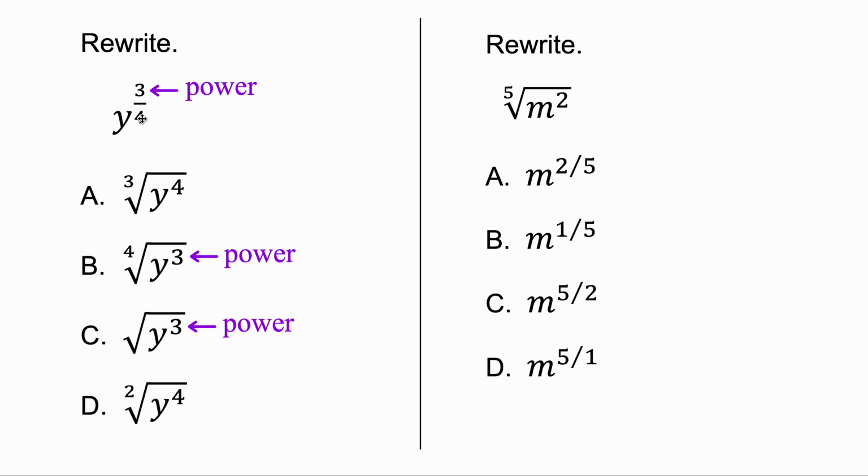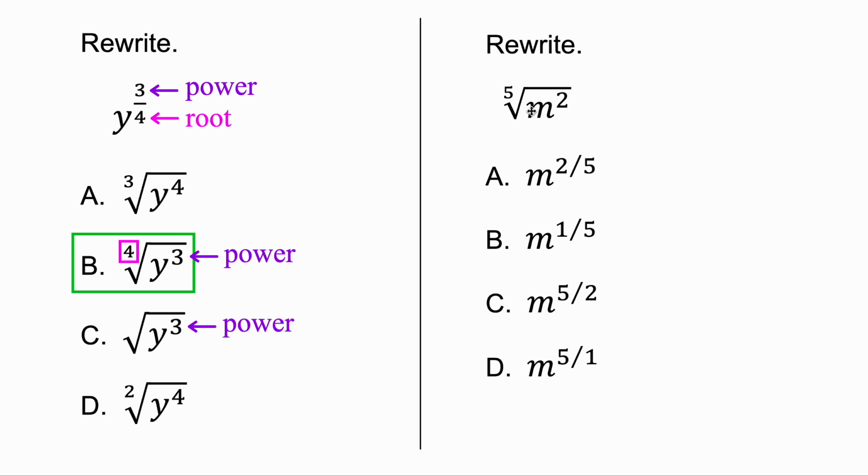But then the bottom number, 4 down there, that's actually going to be the root. And we have a fourth root, so that's the little number in front. As you can see, b, that has that correct. The fourth root of y to the 3. So this is the exact same thing that we started with. It's got the power of 3 on the inside. It's got the root on the outside. So that's the correct way to rewrite this exponential here.